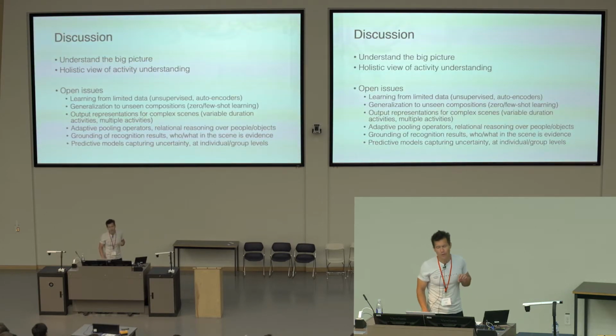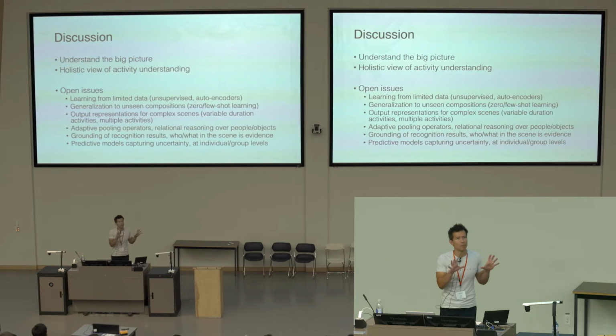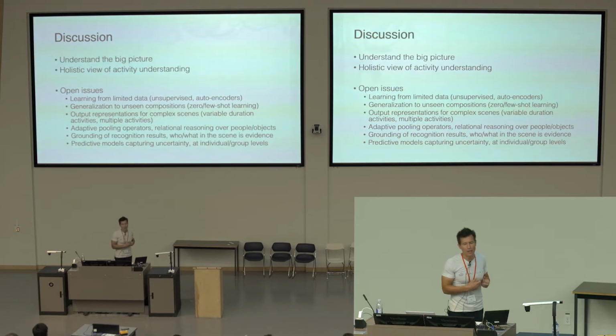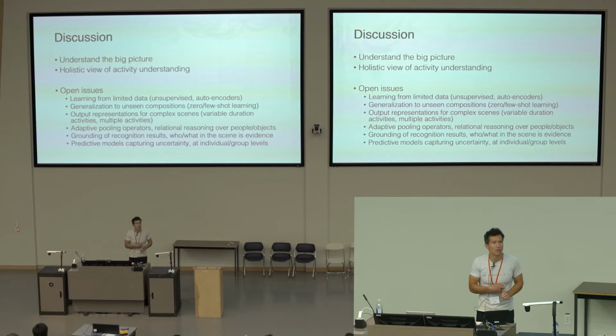Okay, so this section is about understanding big pictures of scenes, people interacting with each other. It's more of a holistic view of activity understanding, not just the actions of an individual. And again, I feel like there's interesting work that's still open in this area around how do you learn from limited data, how do you generalize to unseen compositions, things that are rare or haven't occurred much before. I might not have enough training data for that: zero-shot, few-shot learning scenarios.